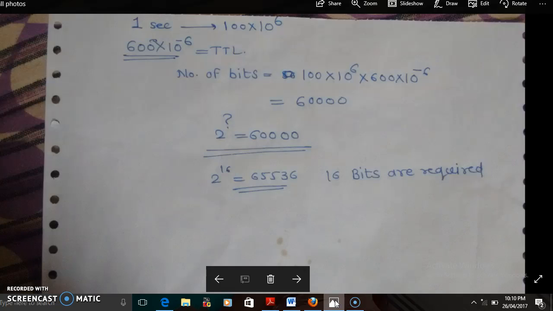Here, the bandwidth for 1 second is 100 Mbps, and TTL, that is time to live, is given as 600 into 10 raised to minus 6. So number of bits equals bandwidth into TTL, that is 100 into 10 raised to 6 into 600 into 10 raised to minus 6, that is equal to 60,000. 16 bits are required for that.